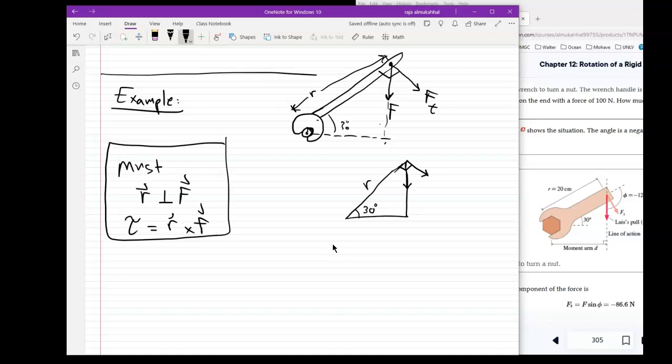Well, if this is 30 degrees, this must be 60 degrees right here. So this is F sub t. How would I find F sub t if I know that this is the force? One way to do that is F sine 60, which will give me F sub t.